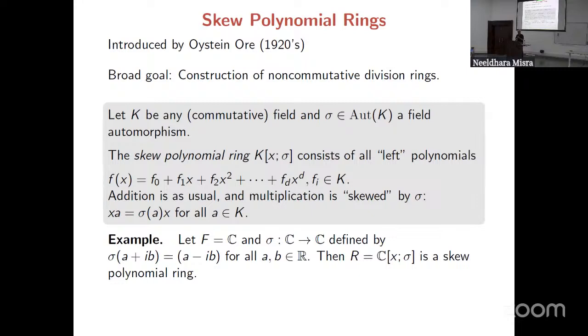So here is a nice example. You could take the field to be the complex numbers, and sigma is the automorphism that maps every complex number to its complex conjugate. So a plus ib goes to a minus ib. Then you can check that you will get by definition a skew polynomial ring. In that polynomial ring, x times i, where i is the square root of minus 1, will be minus i times x.